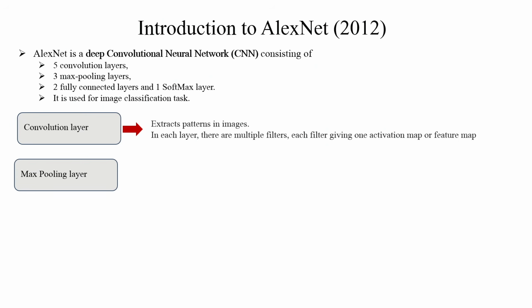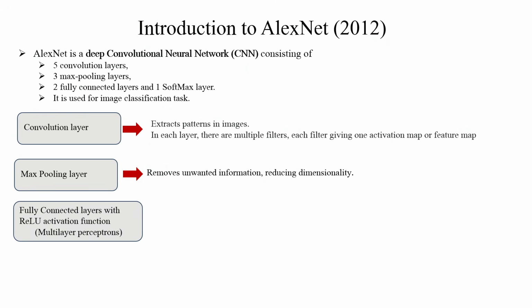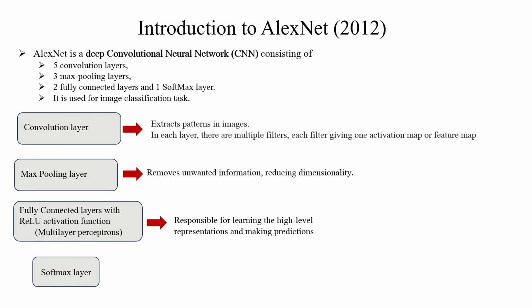Then there are max pooling layers. We know max pooling layers are used for dimensionality reduction, and they remove unwanted information. Then come the fully connected layers with ReLU activation function. These are basically multilayer perceptrons, and they are responsible for learning high-level representations and making the predictions. Then comes the softmax layer, which classifies the image into 1,000 classes.